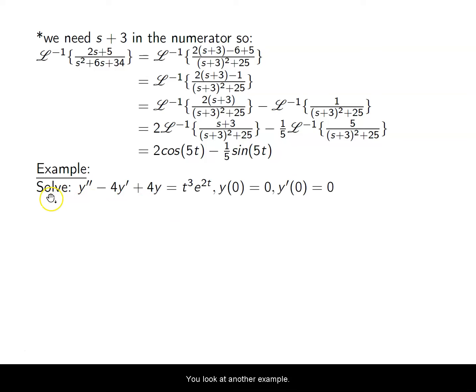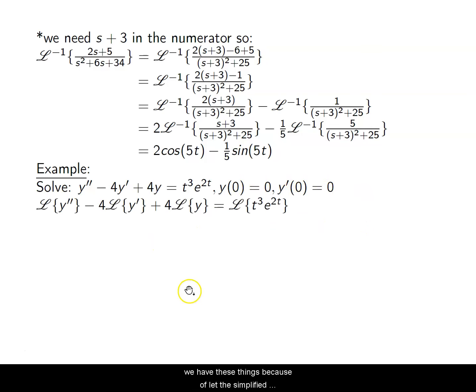If we look at another example, let's apply this to a differential equation. So I have y double prime minus 4y prime plus 4y equals t cubed e to the t, and my initial conditions. Remember that the Laplace transform is wonderful when our initial conditions are centered at x equals 0, because the transform of the derivatives gives us a lot of y of 0 values. So it's nice when we have these things because it lets us simplify quite nicely.